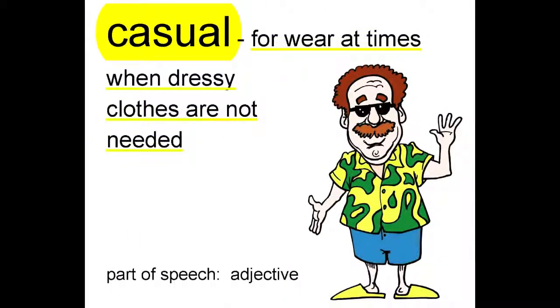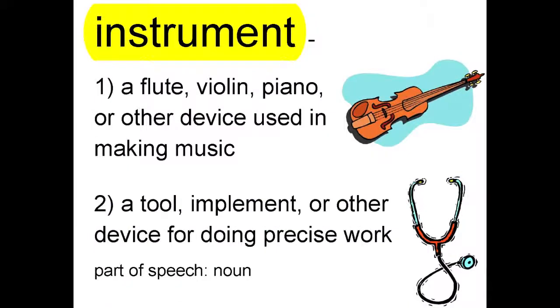Casual, for wear at times when dressy clothes are not needed. Part of speech is adjective since casual is a describing word. Some words will have 2 different definitions. Instrument, a flute, violin, piano, or other device used in making music. The second definition is a tool, implement, or other device for doing precise work. Part of speech is noun since both definitions make instrument a person, place, or thing.